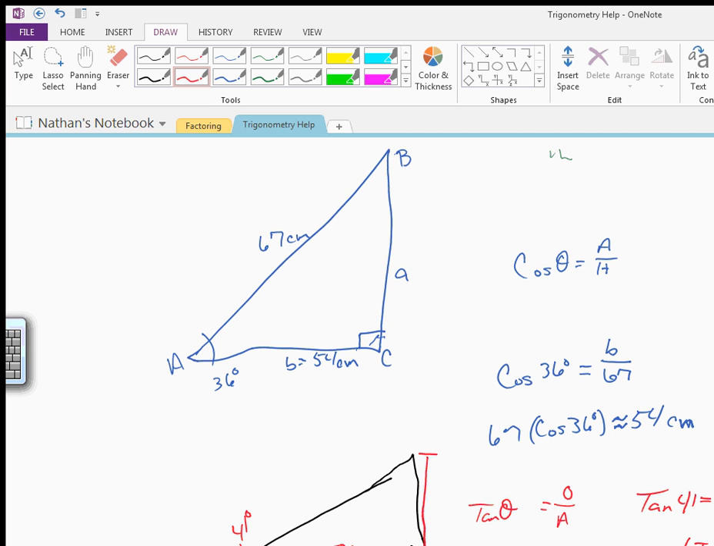520 times tangent 41 is about 452. 452 plus tangent 29 times 520, 288.24. So this is 288, plus 452, which gives us about 720.